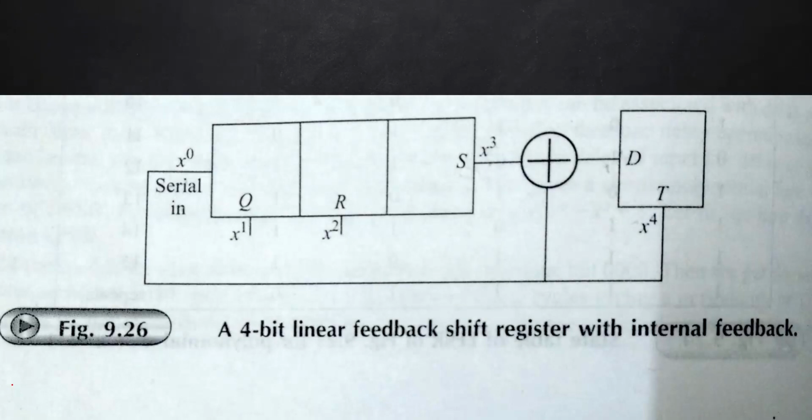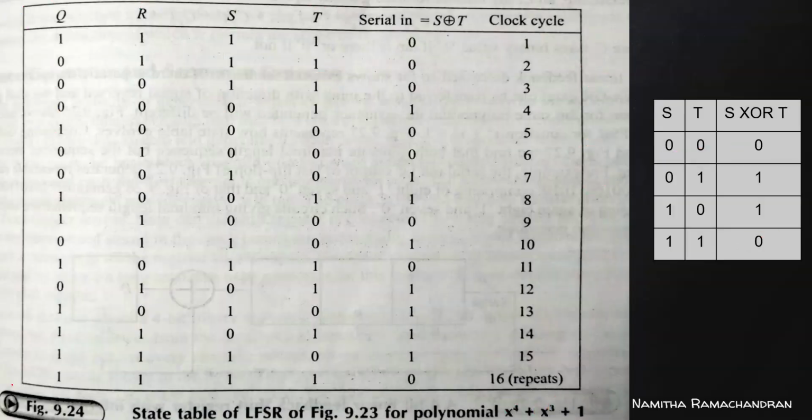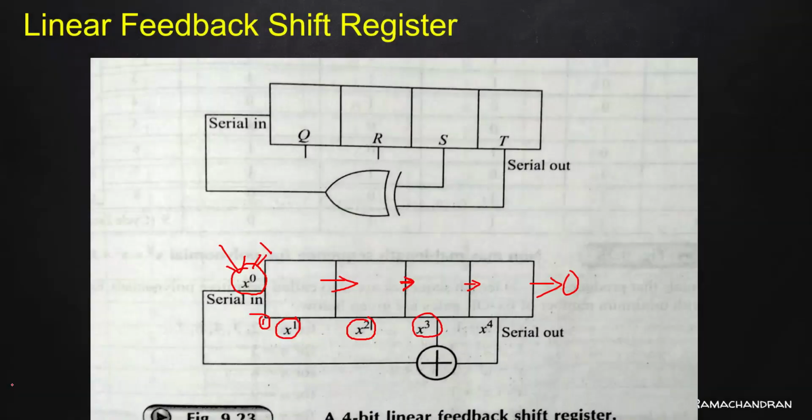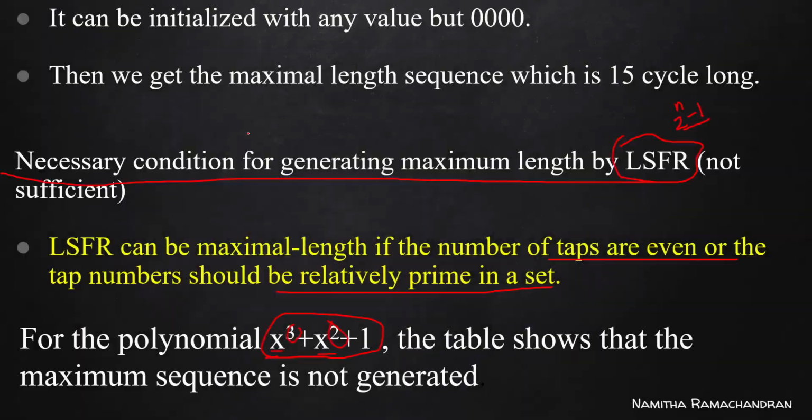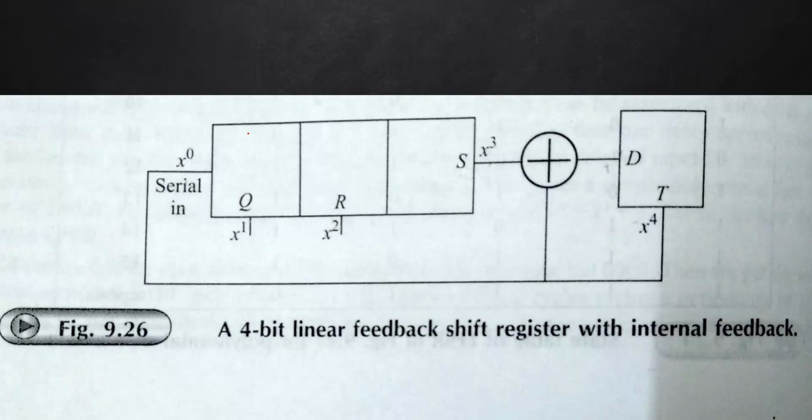Previously we have discussed these circuits, and these are external feedback. That means that the XOR output is connecting with our first flip-flop input connection. Consider this as an external connection. So these are external feedback, and here we have one more possibility, that is internal feedback.